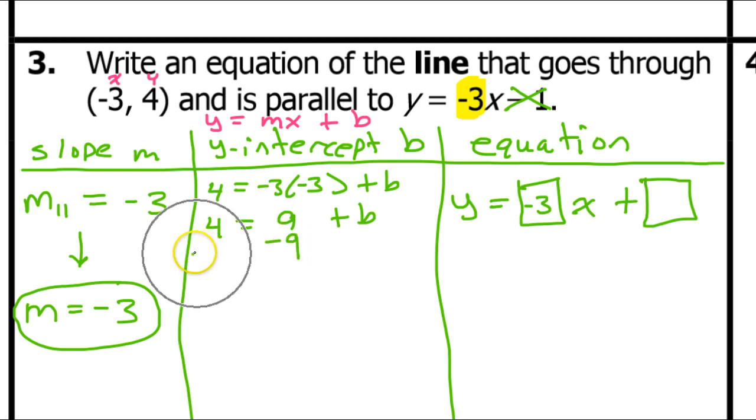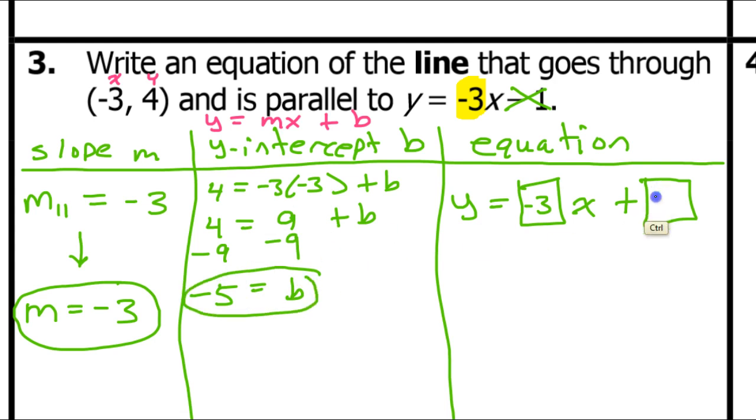And then I will subtract 9 from both sides. And so I get -5 is equal to b. Alright, b is equal to -5. So that tells me that I can put -5 in this box. So that's why the final answer will be y equals -3x minus 5. Do not put plus -5, just put -5.